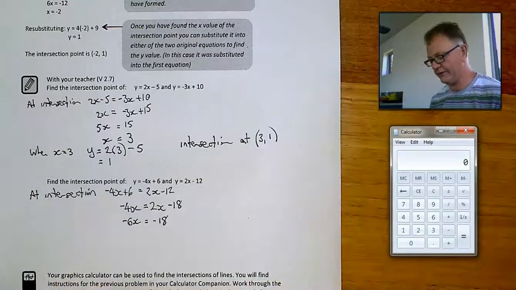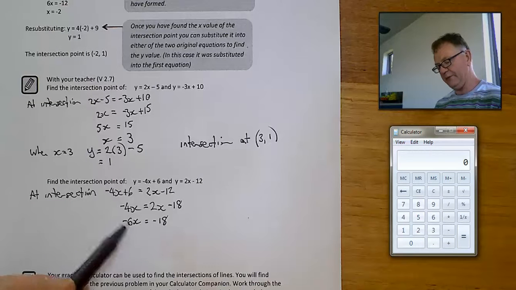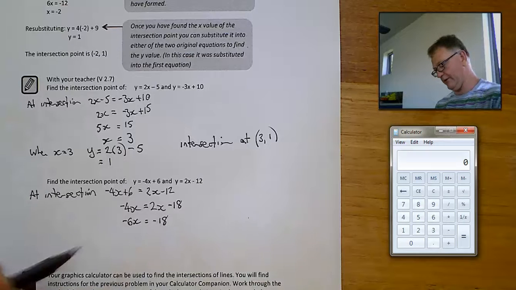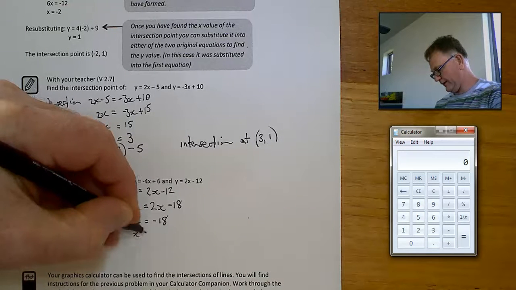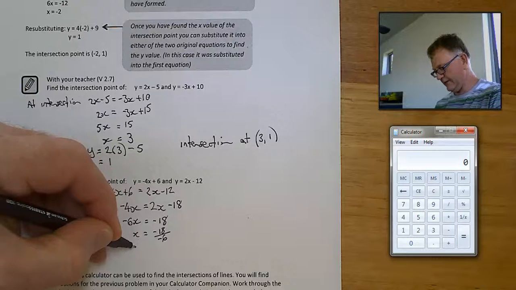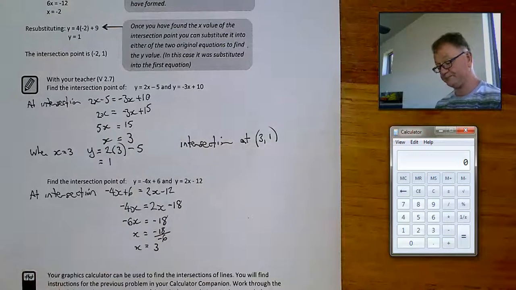Now remember that's minus 6 times x, so to get x by itself, I'm going to want to divide this side by minus 6. Also I have to divide this side by minus 6. So x equals negative 18 divided by minus 6. That means x equals positive 3. Okay, I've found the x coordinate of the intersection point.